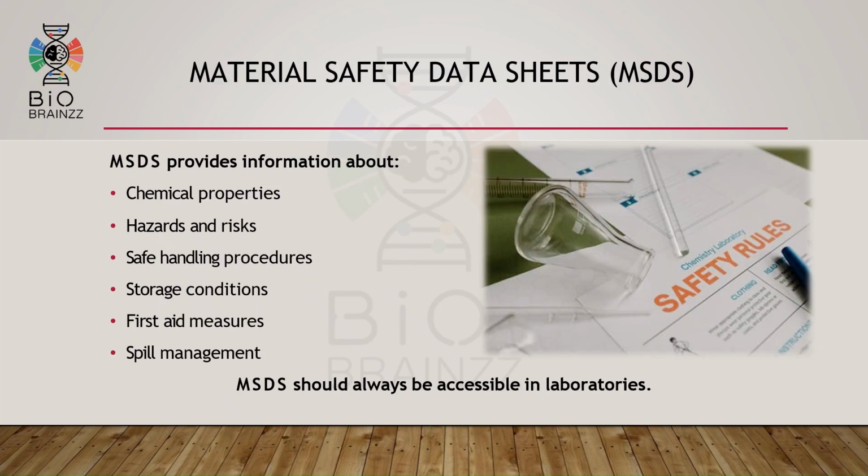Material Safety Data Sheets, also called MSDS, are very important safety documents available in laboratories. They provide complete information about chemical properties, associated hazards, safe handling procedures, storage conditions, first aid measures, and spill management. Before using any unfamiliar chemical, laboratory personnel should always check the MSDS. These documents must be easily accessible inside the laboratory.